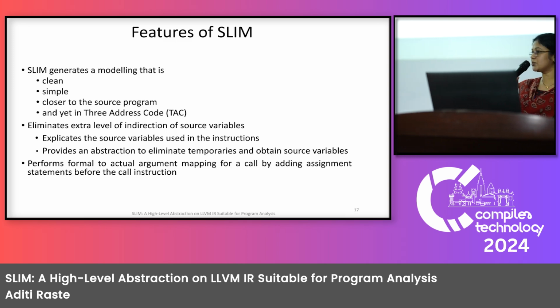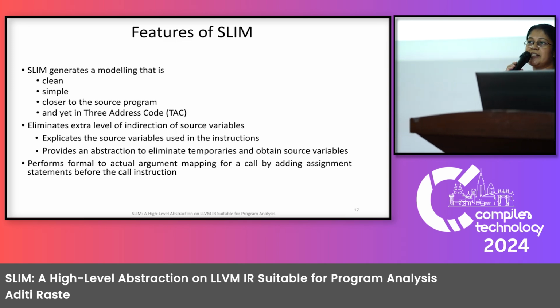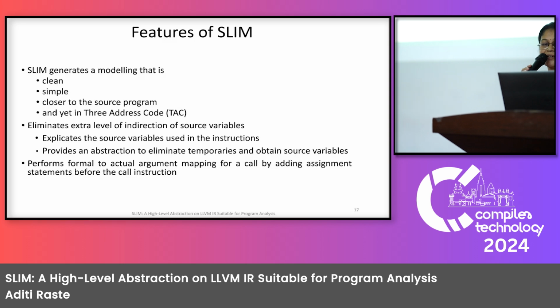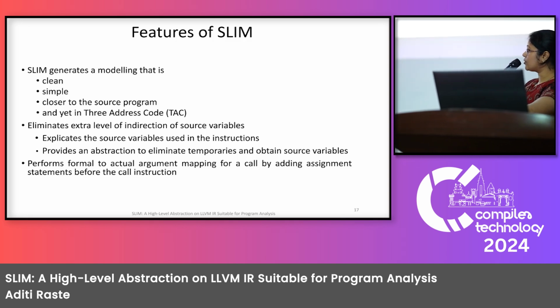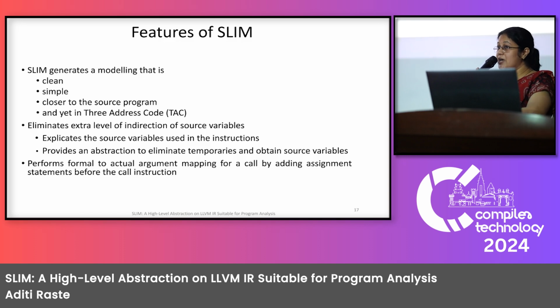Now let me proceed to the features of SLIM. SLIM generates a modeling that is clean, simple, closer to the source program, and yet it is in 3 address code. SLIM eliminates the extra level of indirection of the source variables. It explicates the source variables that are used in the instruction, and SLIM provides an abstraction to eliminate temporaries and obtain the source variables. Also, SLIM performs formal to actual argument mapping for a call by adding assignment statements before the call instruction.